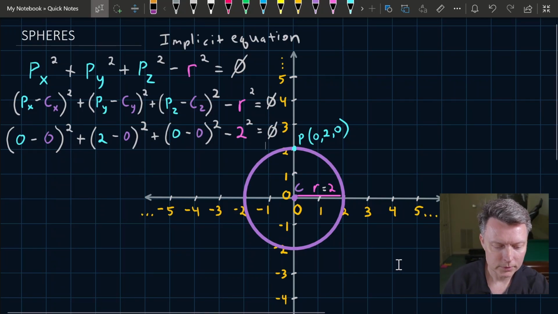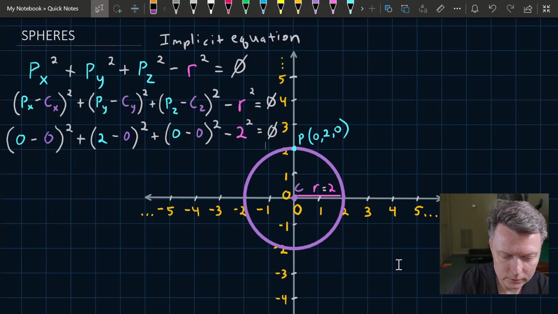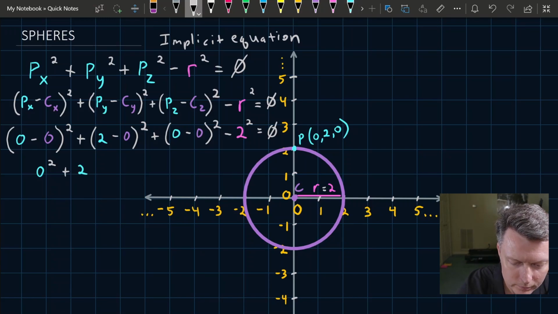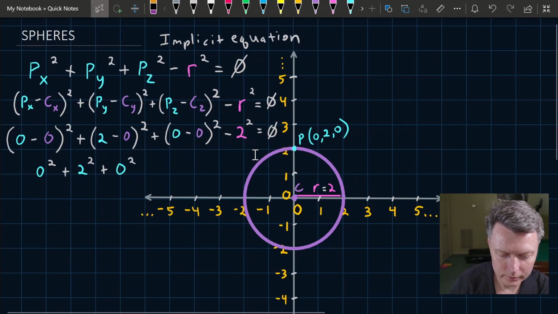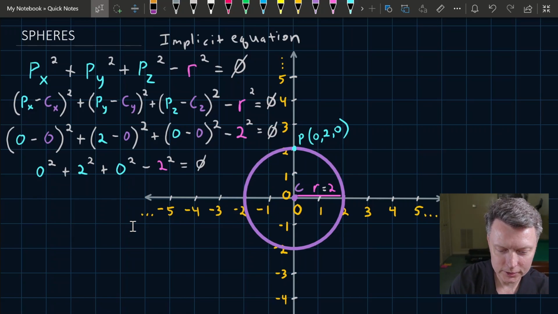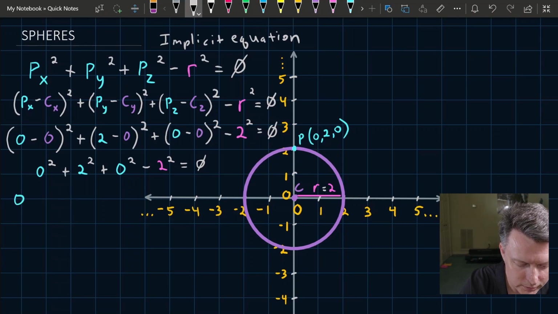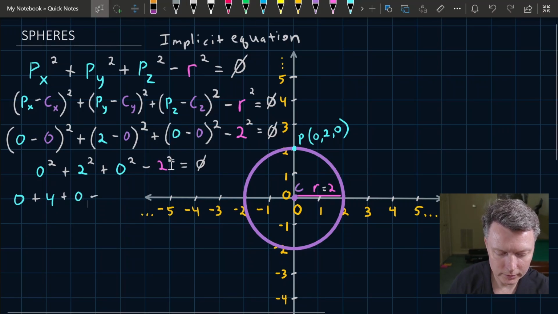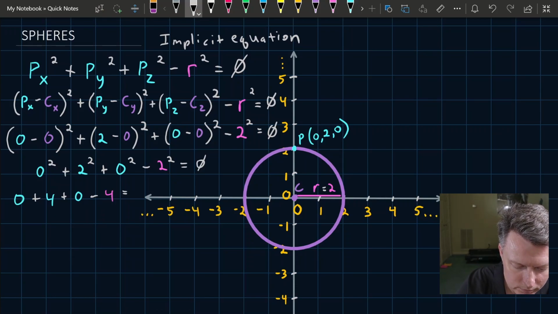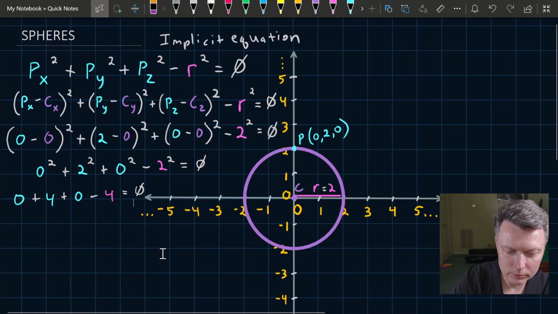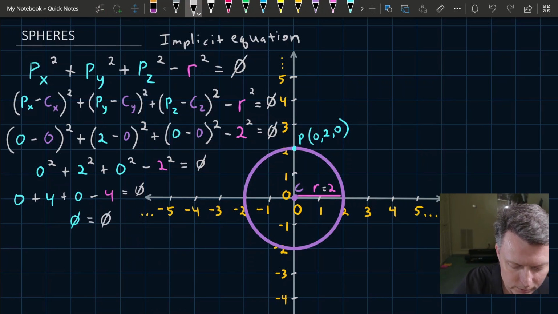Now let's just simplify these. So we'll do the parentheses first, so 0 minus 0 is 0 squared, plus 2 minus 0 is 2 squared, plus 0 minus 0 is 0 squared, and then finally minus 2 squared equals 0. And hopefully you can see by now that this is going to work out, but for sake of clarity, let's just go ahead and finish it out. So 0 squared is 0, plus 2 squared is 4, plus 0 squared is 0, minus 2 squared here is 4, equals 0. And then here we have a positive 4 and a negative 4. So 4 minus 4 is indeed equal to 0. And we're left with 0 equals 0, which is true.